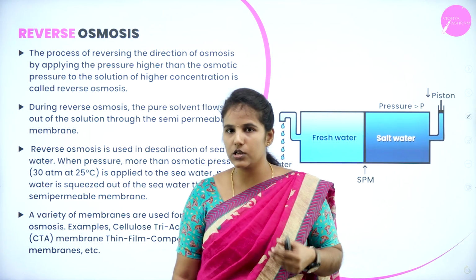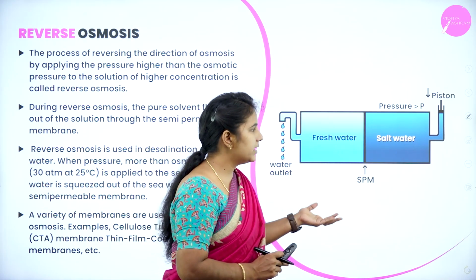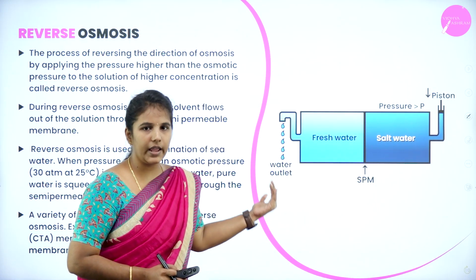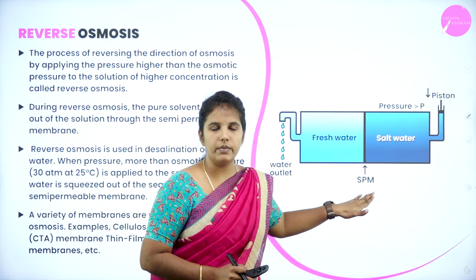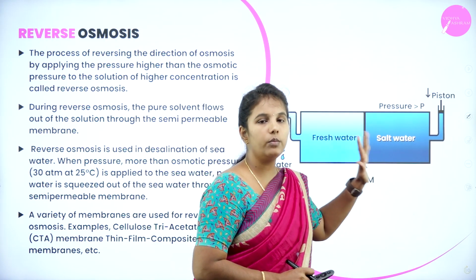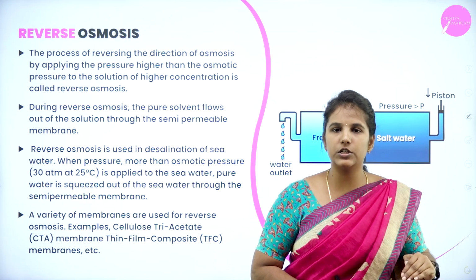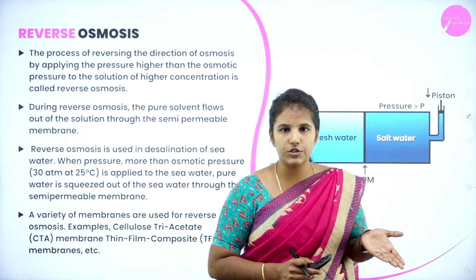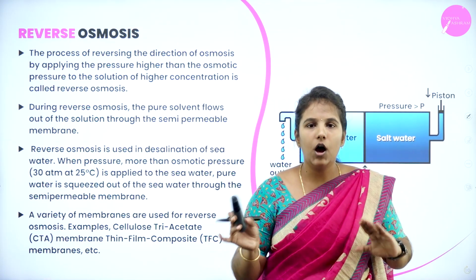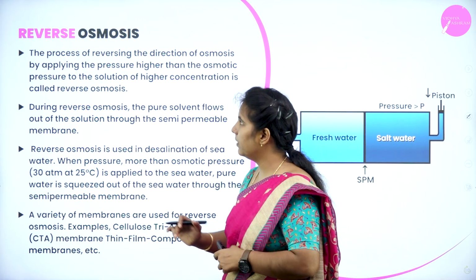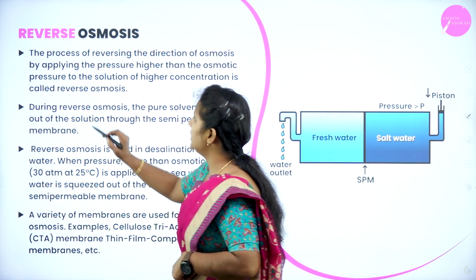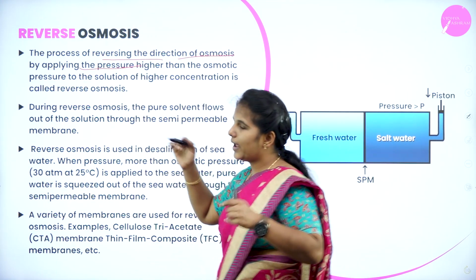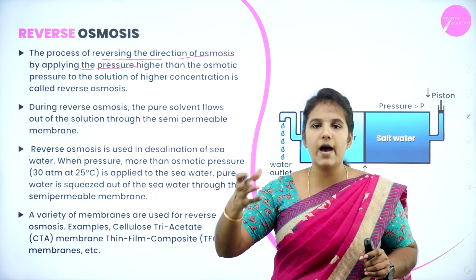We all know what osmosis is, right? So what is osmosis? It is nothing but the movement of solvent molecules from a lower concentration region to a higher concentration region through a semi-permeable membrane. And to stop the osmosis, we apply some pressure onto the solution which has the higher concentration, right? That is said to be the osmotic pressure. Here, remember, reverse osmosis is a process of reversing the direction of osmosis by applying extra pressure to the solution of higher concentration.